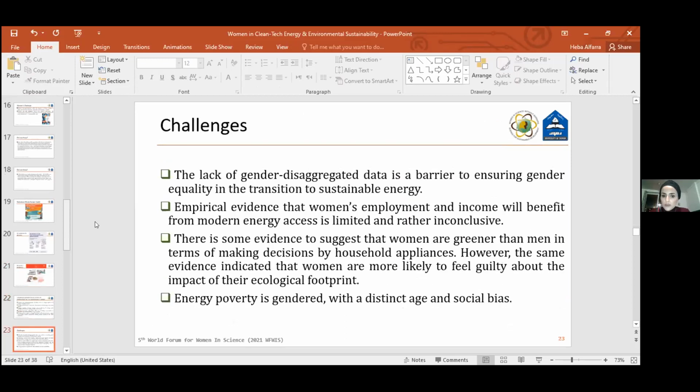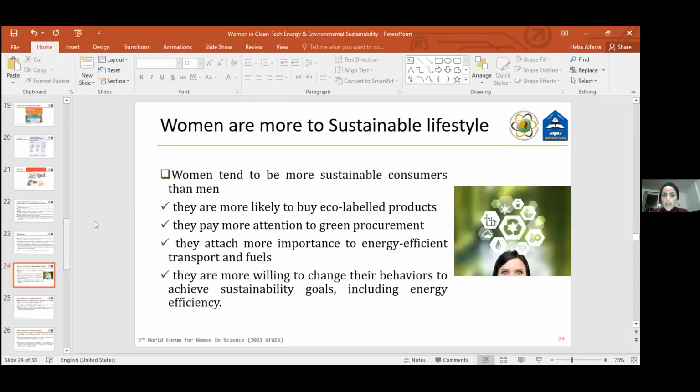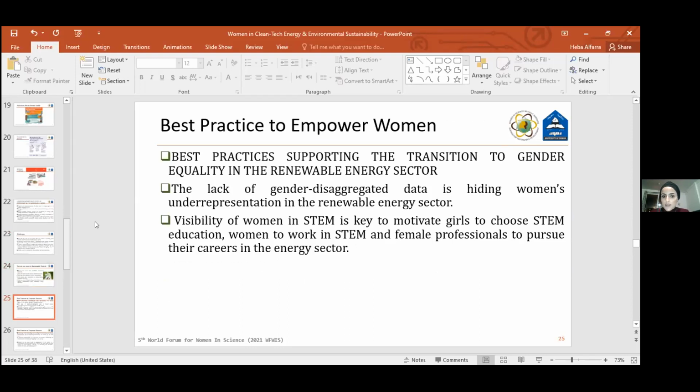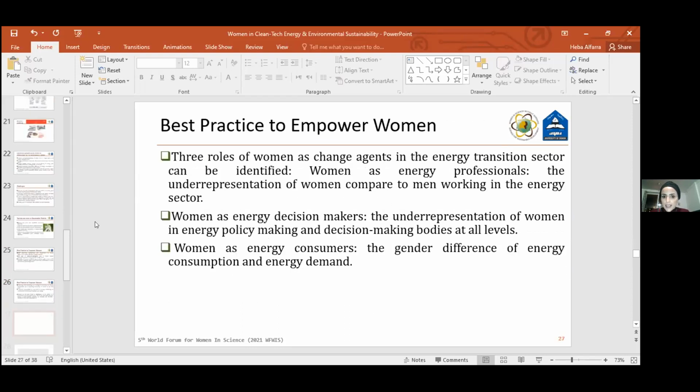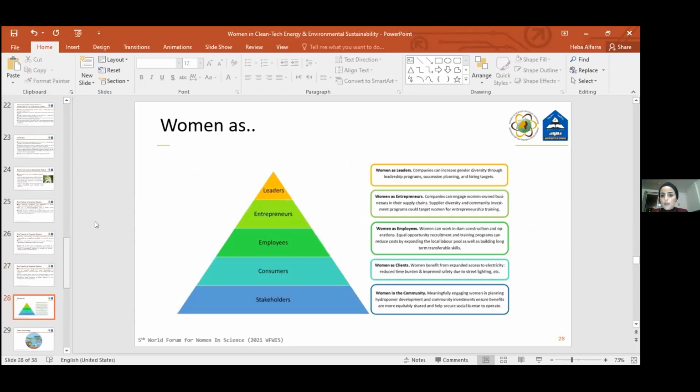So what we need to focus on is that women tend to be more sustainable consumers than men. They are more likely to buy eco-label products. They pay more attention to green procurement. They attach more importance to energy efficient transport and fuels. They are more willing to change their behaviors and attitudes through their communities to have a sustainable lifestyle. So what's the role that women can achieve through this diagram?